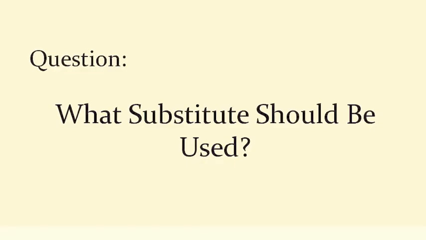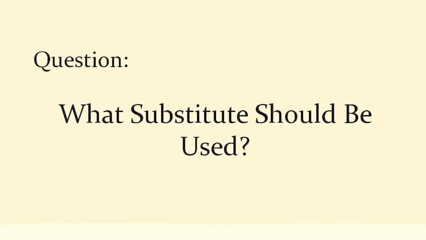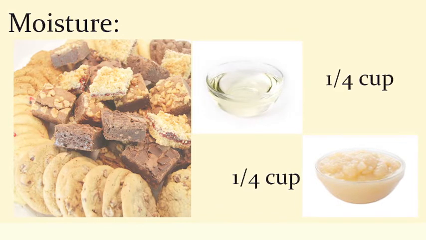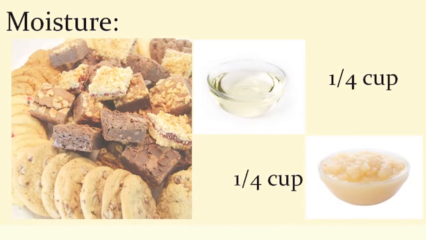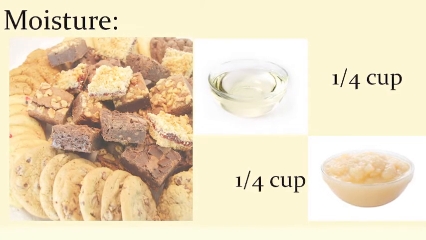Replacing the eggs is now a simple matter of figuring out what role the eggs are playing in the reaction. In something with a tight crumb, like a brownie or cookie, the eggs are most likely used for moisture. Substituting other fatty liquids, such as oil or applesauce, would work best.